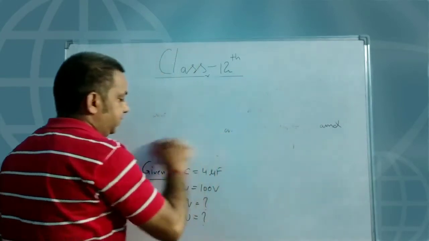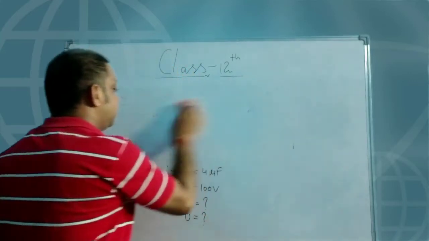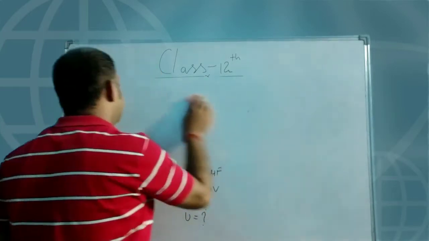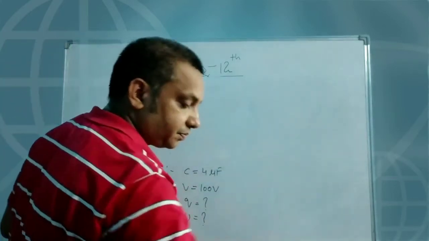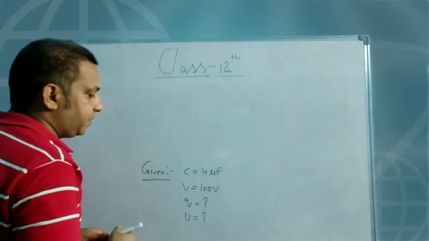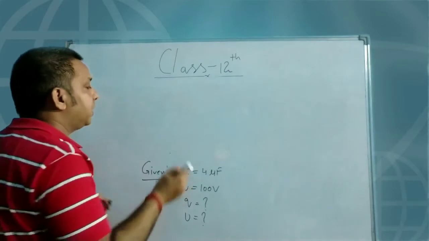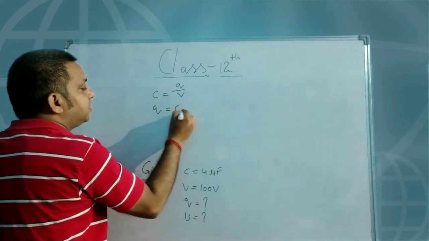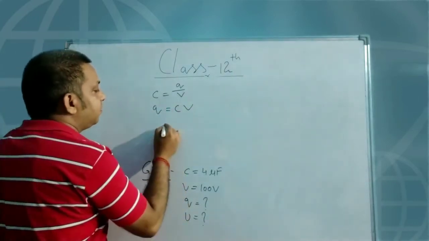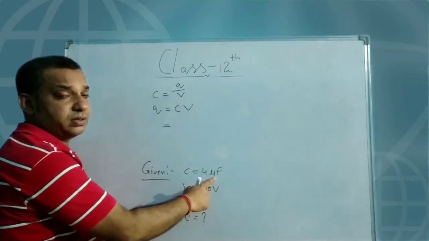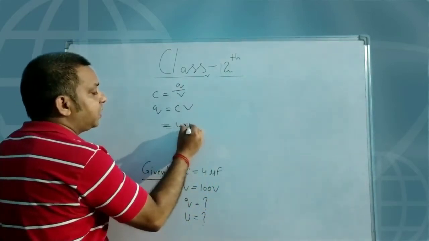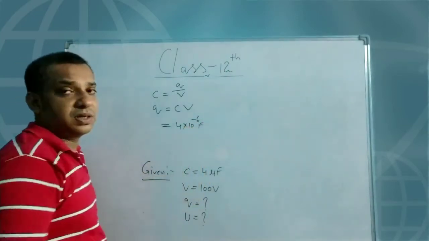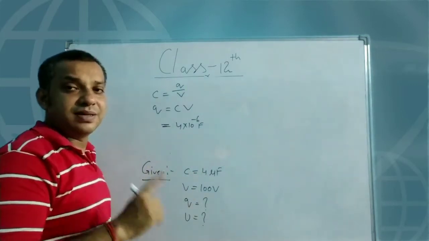So we have to find the amount of charge stored, and the second part is the total potential energy stored in the capacitor. Clear? We have the given values of C and V. The basic definition of C is C equals Q by V, or Q equals CV. So put the value of C. C is given in microfarad, so the value is 4 into 10 to the power minus 6 farad, because it is not given in the MKS system. 1 microfarad is equal to 10 to the power minus 6 farad.